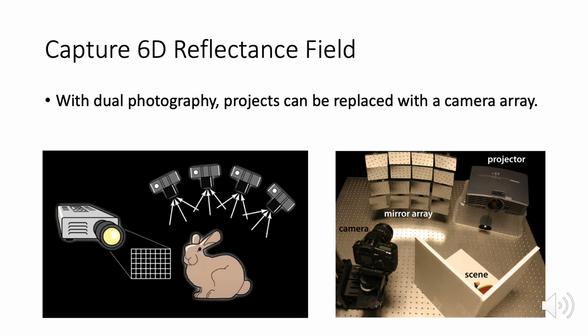But with dual photography, we can interchange the roles of the projector and the camera. So we can replace the camera with the projector and replace the projectors with cameras. Because cameras are passive devices, we can use only one projector to scan the scene pixel by pixel and capture multiple views by the cameras. Then, we interchange back the roles of the camera and the projector. We can synthesize the same 6D reflection field.